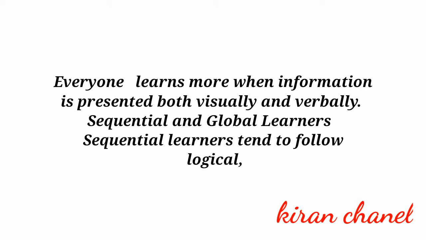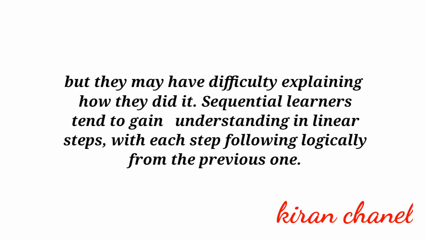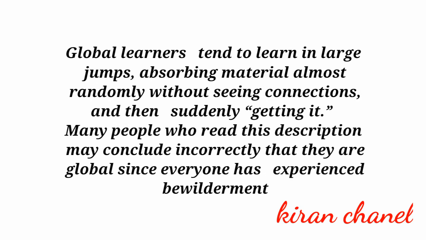Sequential and global learners. Sequential learners tend to follow a logical stepwise path in finding solutions. Global learners may be able to solve complex problems quickly or put things together in novel ways once they have grasped the big picture, but they may have difficulty explaining how they did it. Sequential learners tend to gain understanding in linear steps, with each step following logically from the previous one. Global learners tend to learn in large jumps, absorbing material almost randomly without seeing connections and then suddenly getting it.